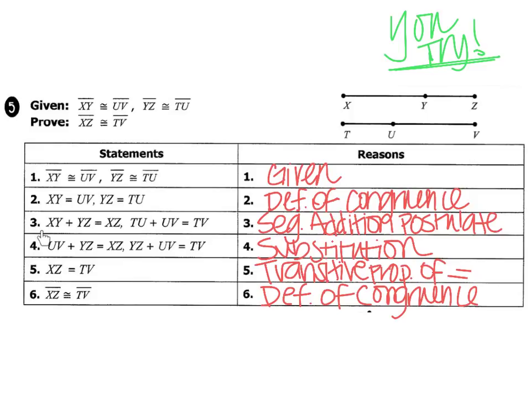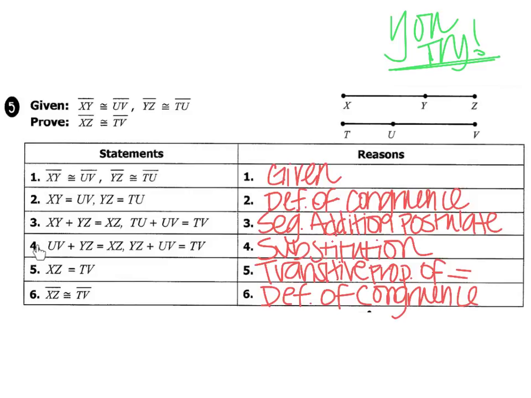Then statement number 3 doesn't really relate to 1 or 2. So what we want to do is look at our diagram, and we can see that it says XY plus YZ equals XZ, TU plus UV equals TV. Therefore, we're saying part of the segment plus part of the segment equals whole segment, and the same thing for TV. So this is segment addition postulate.